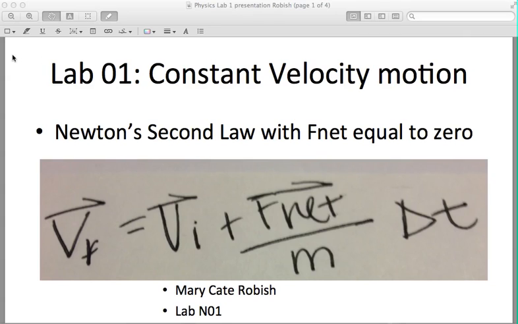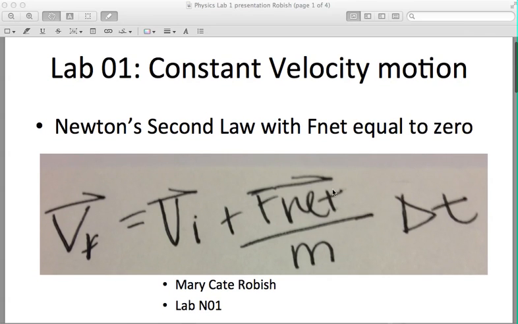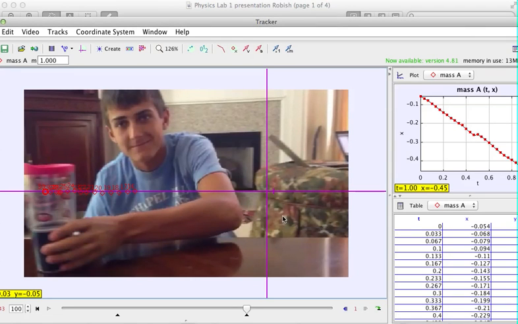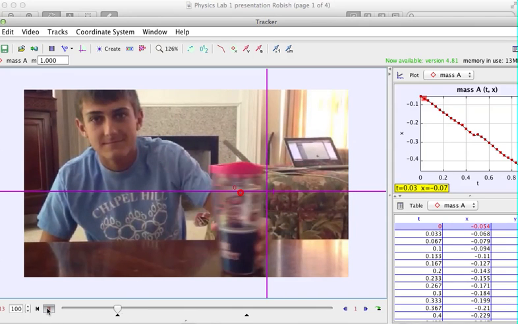Velocity motion, dealing with Newton's second law with the F net equal to 0. This is Newton's second law. So in order to display the constant velocity motion, I filmed my brother sliding a cup across our table. This motion can be connected back to Newton's second law of motion with the net force, or total pushes and pulls, equal to 0. This is the clip of my brother moving the cup across the table.